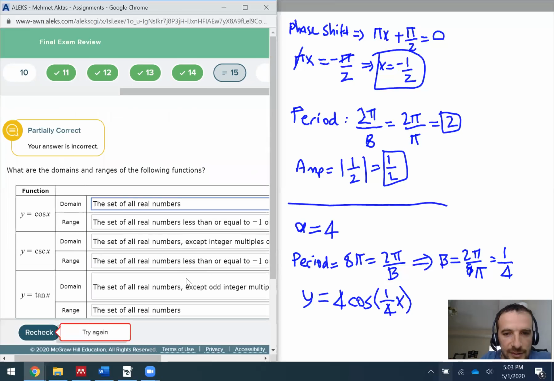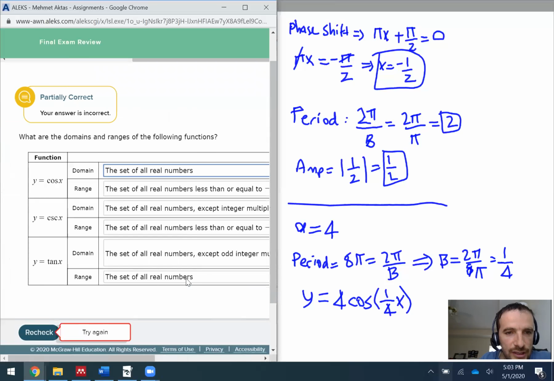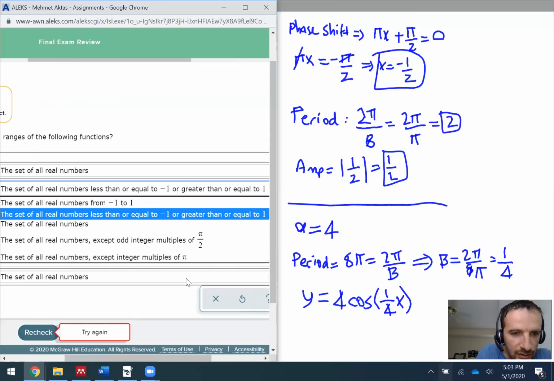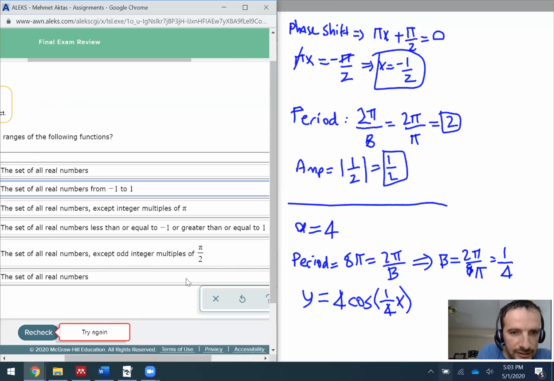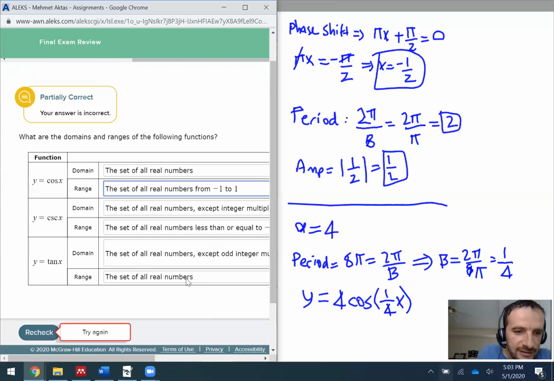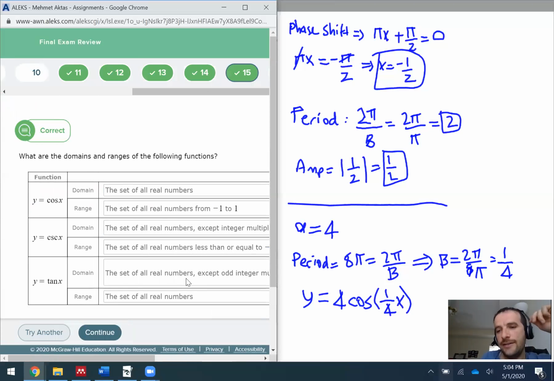Okay, we have something wrong. Let's double check. Okay, cosine domain is the set of all real numbers. Yes. Range is, I picked the wrong one. Range should be all real numbers from -1 to 1, right? Yes. I said that one, but I selected the wrong one. Okay, anyway. Let's check again our answers. Yes, correct. All right. Okay.